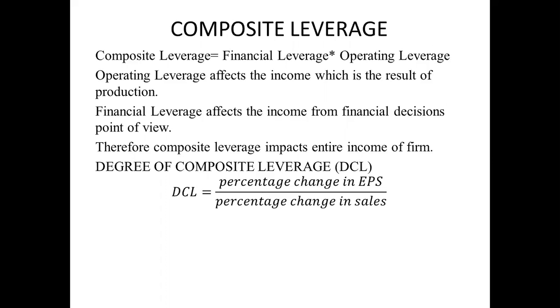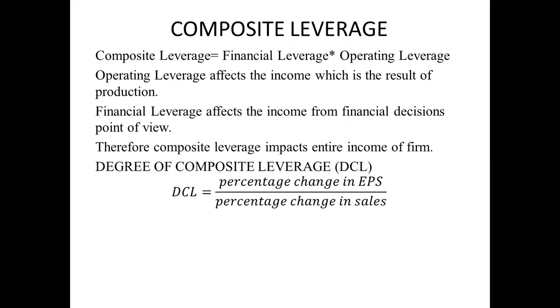As we all know, both financial leverage and operating leverage magnify the revenue of the firm. Operating leverage affects the income, which is the result of production. On the other hand, financial leverage is the result of financial decisions. The composite leverage focuses attention on the entire income of the concern. The risk factor should be properly assessed by management before using composite leverage. The high financial leverage may be offset against low operating leverage or vice versa.